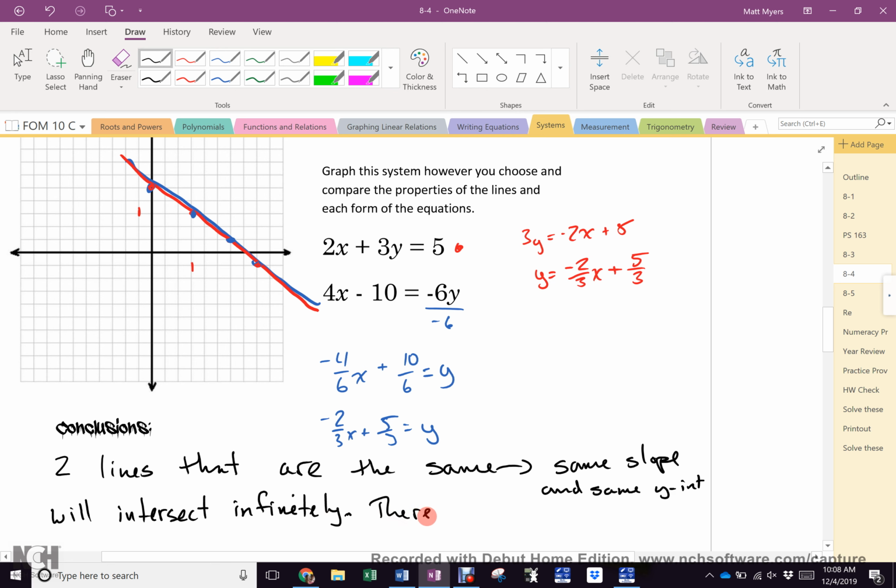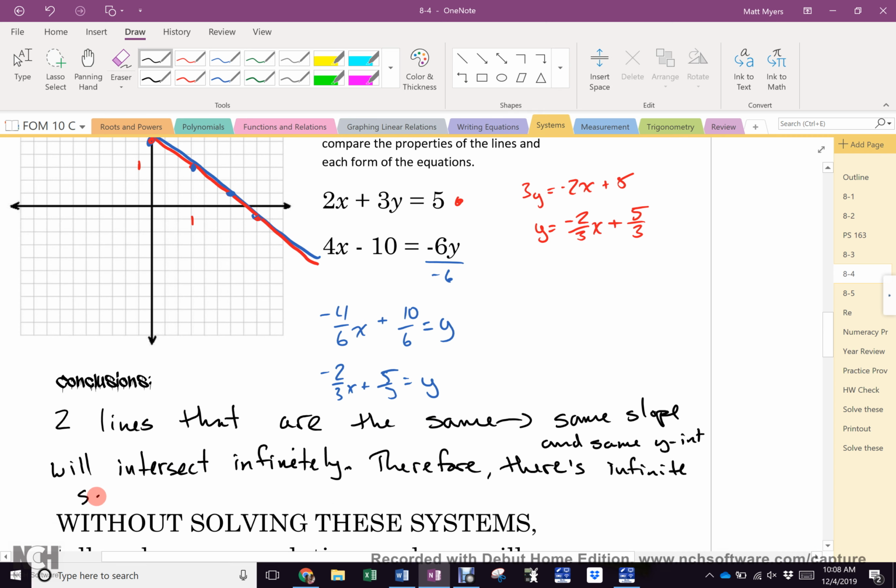Therefore, we have how many solutions? There's infinite solutions. So, what are the only options for a linear system? Right. You can have no solutions, 1 solution, or infinite solutions.